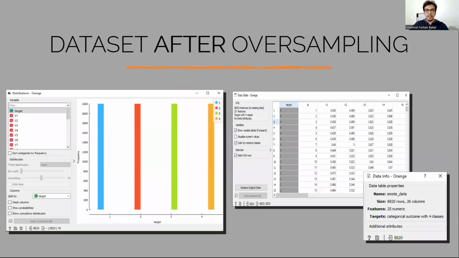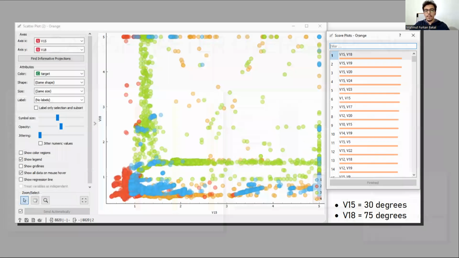After this oversampling operation, our dataset became highly balanced. And now we have nearly 9K values. Next slide, please. And this is a new version of the scatter plot that Berkay showed before. As you can see, now we have more samples from the third and fourth classes. And next slide, please.